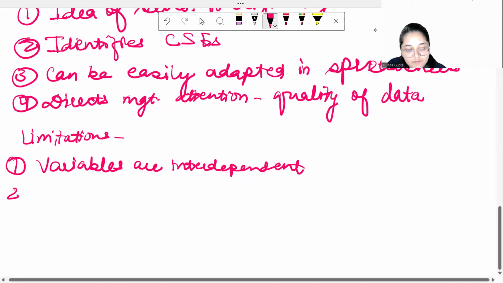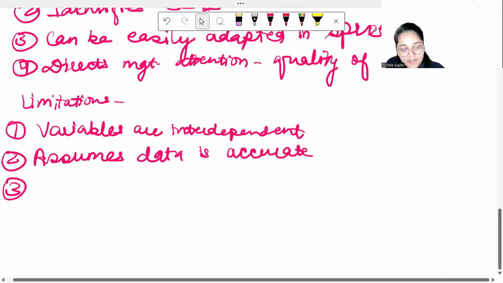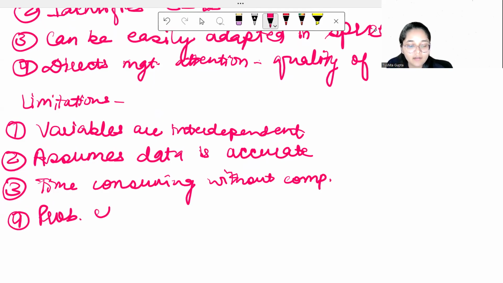Now, another limitation in this analysis is that it assumes the data is accurate. Obviously, because it is basing all of the calculations on the data provided. So this is a basic assumption that the data you're using is absolutely accurate. Then another thing is that it is time consuming without a computer. And another limitation is that the probability of change in variables is not considered.